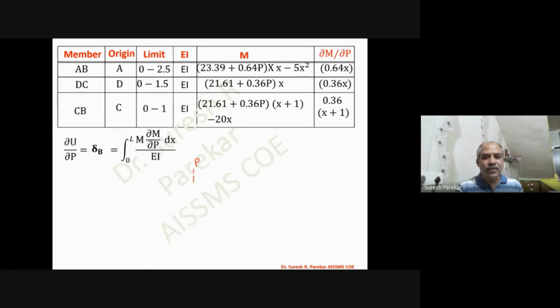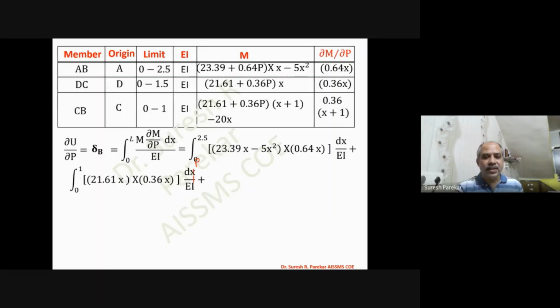And then we can go for ∂U/∂P. So we are going to consider these three terms' integration. Whenever we go for this, we put the P value as 0 because P is a dummy load, so the P term will not be there in your integration equation. So this becomes 0 over there. Therefore, you can see over here 23.39x minus 5x square, so 23.39x minus 5x square into 0.64x.